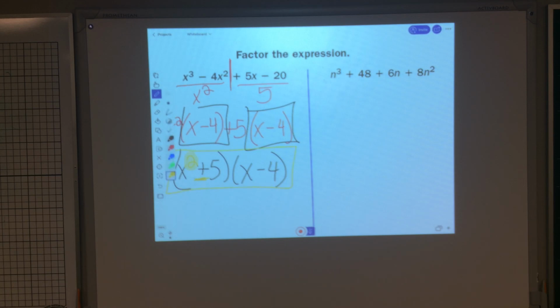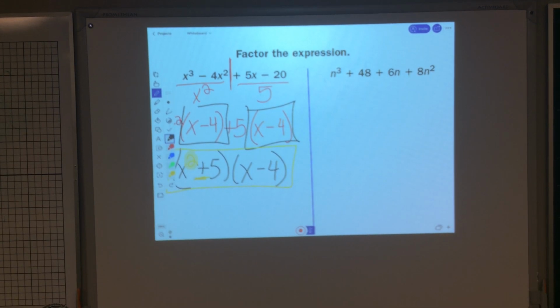The next one is a little bit trickier. If you look at that, the very first step we said, remember, is to check if anything factors out. If we look at the numbers, only 3 of them have numbers, so nothing there. The 48 doesn't have a variable, so nothing there. But this one is not written by order of degree, so my first step is going to be to change that so it's written by order of degree. So I'm going to have n to the third power plus 8n squared plus 6n plus 48. So power of 3, power of 2, power of 1, and then no variables whatsoever.